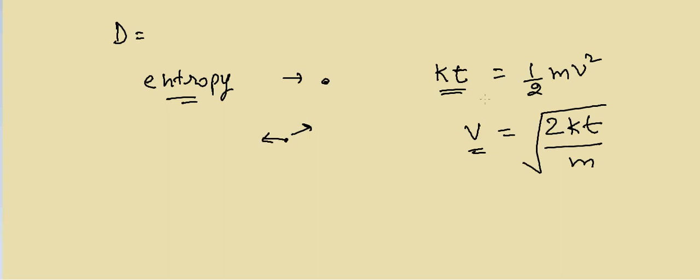So if you increase the temperature of the system, it is more likely that this molecule can reach the other place faster. That's why diffusion increases when temperature also increases.